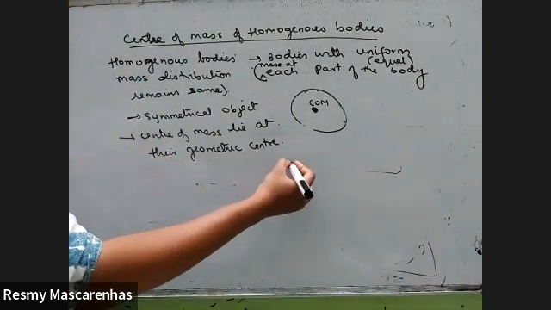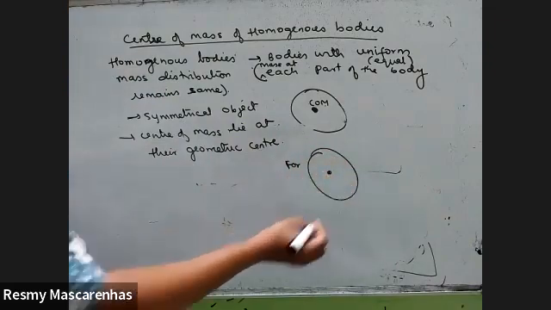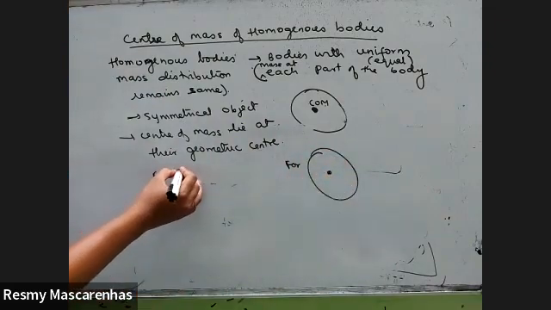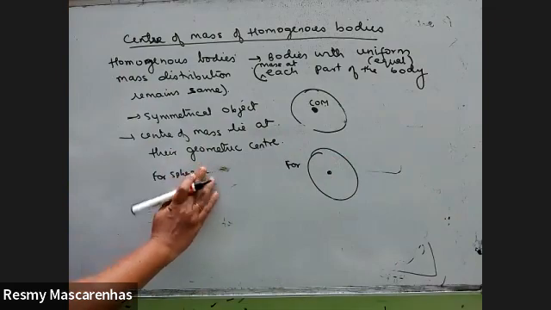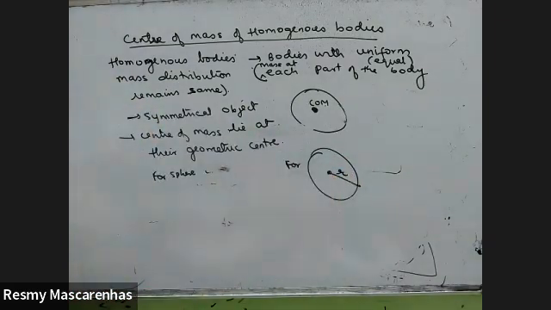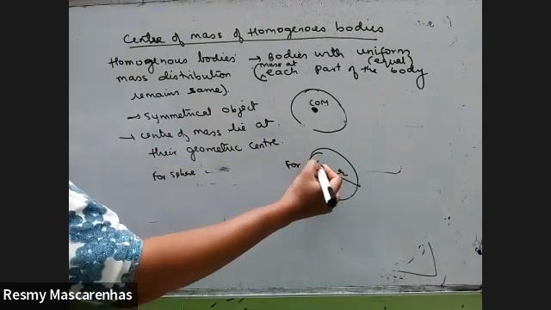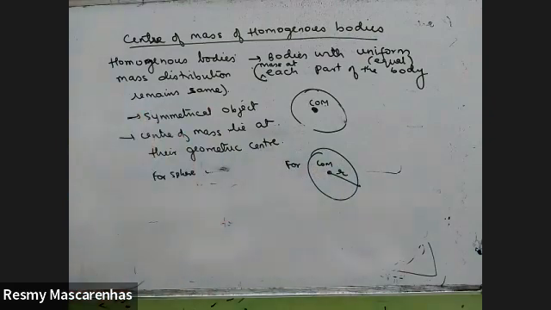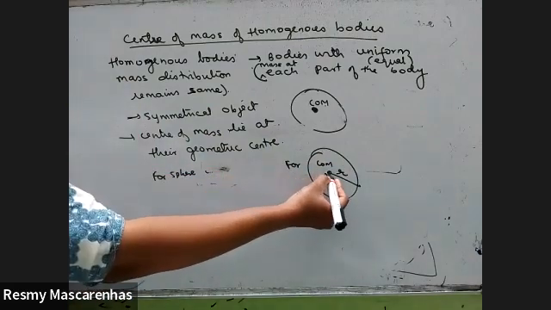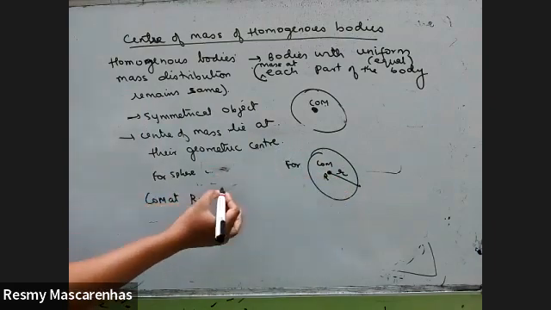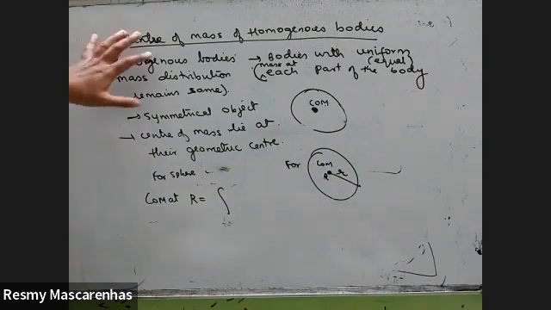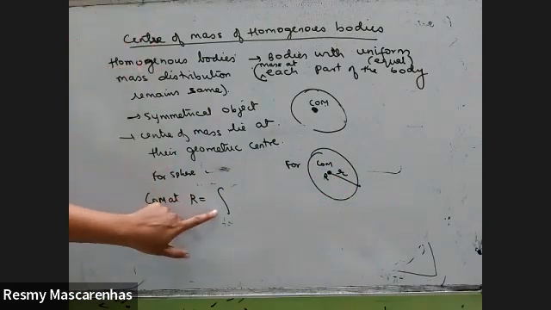For example, for a sphere or a circle, consider a sphere of radius r. I want to see what the center of mass is. Consider this point to be R. The center of mass is at R. Now I'm considering a homogeneous rigid body, so the continuous symbol will be there.